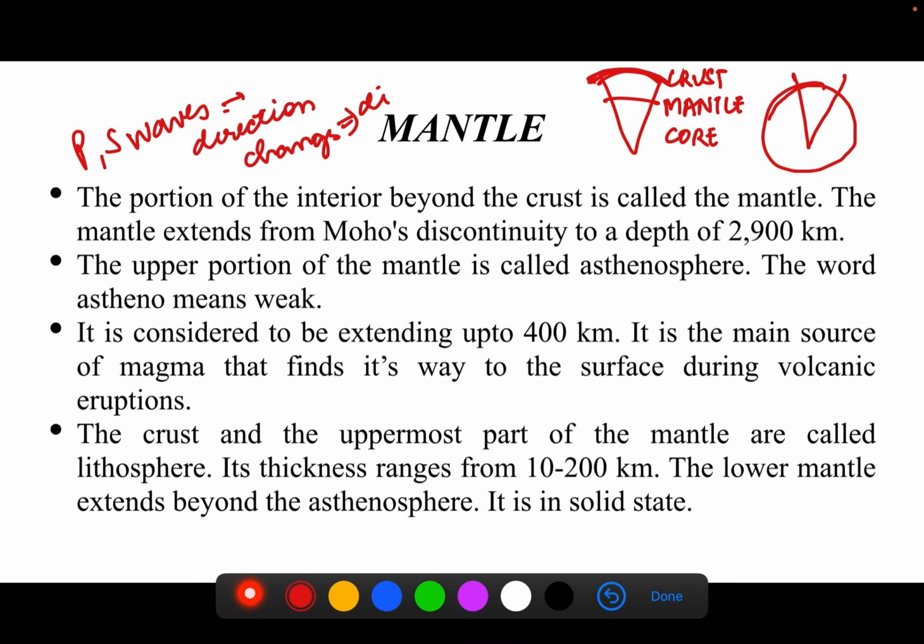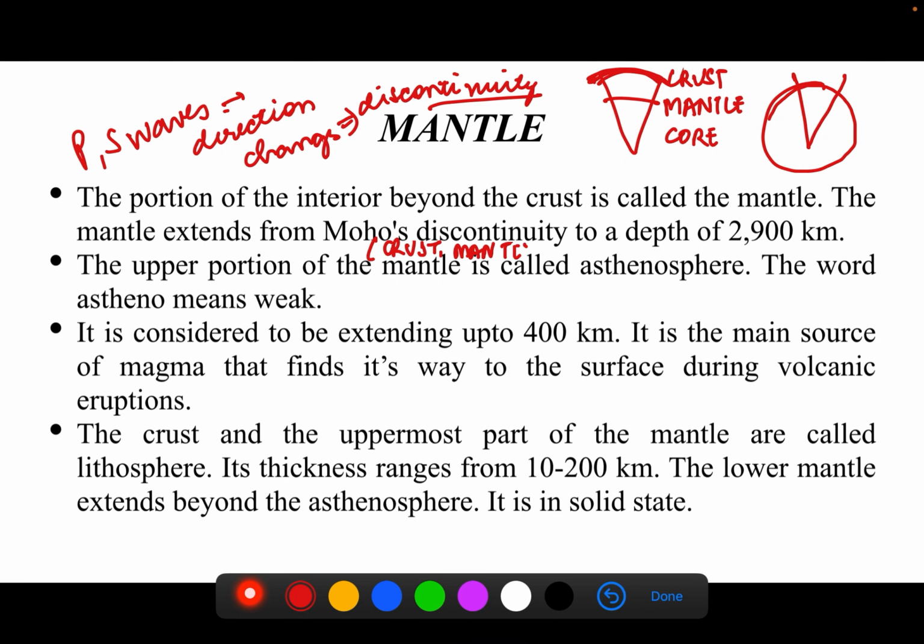That portion or that line is called discontinuity. There are various discontinuities present between core and mantle, inner core and outer core, but these are not important for us to discuss. We only need to remember what the Moho discontinuity is. Moho discontinuity is present between the crust and mantle.